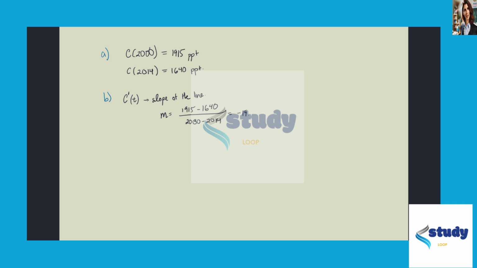So this gives us minus 19.6428571. This must be parts per trillion over years. And this number is the derivative at 2000 as well as the derivative of C at 2014, since the change is linear, so the derivative is the same at both points.